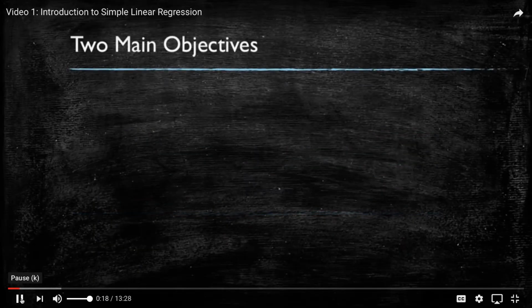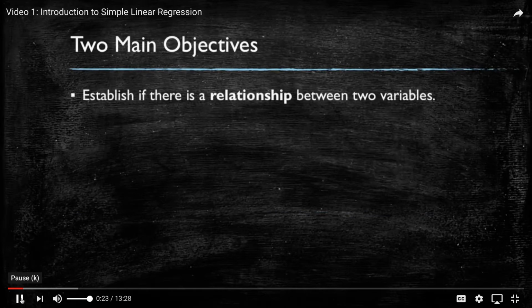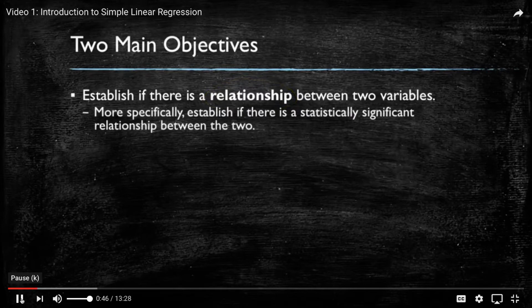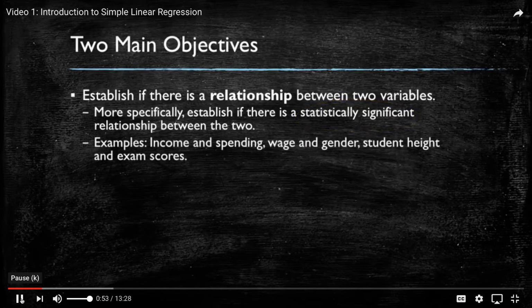Simple linear regression, or regression models in general, have two main objectives. The first one is to establish if there's a relationship between two variables. We're going to be talking about a positive relationship between two variables if they tend to move together, in the sense that when one increases, the other one increases as well. And conversely, in a negative relationship, we find that if one variable's values increase, the other variable's values tend to decrease. More specifically, we're going to be talking about statistically significant relationships between the two variables, but we will get back to this later. Let's talk about some examples.